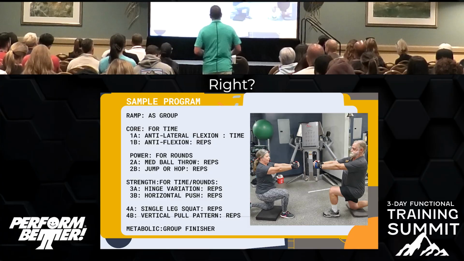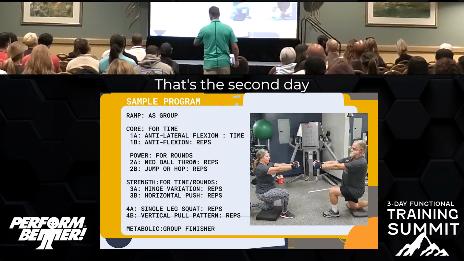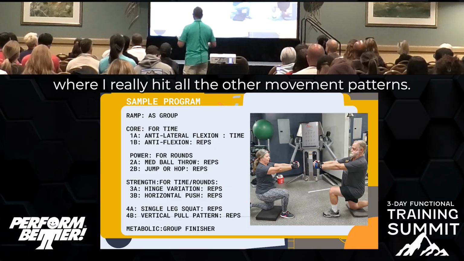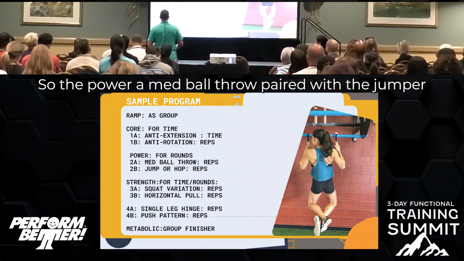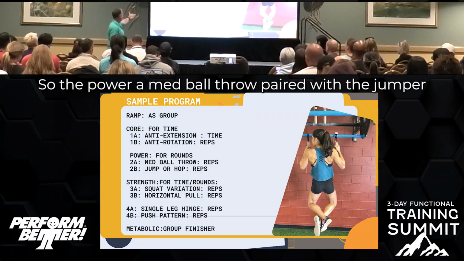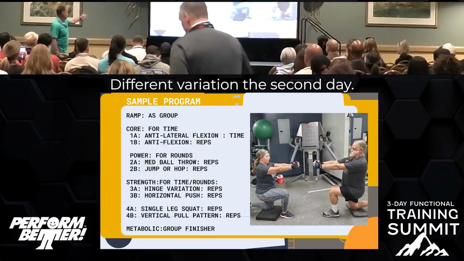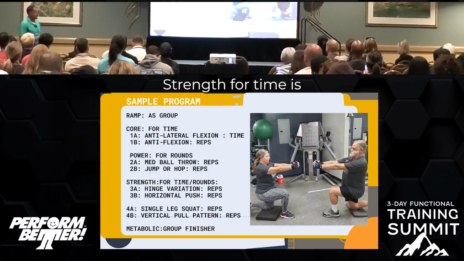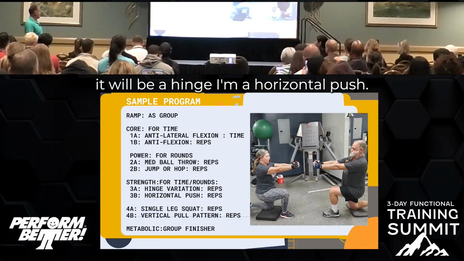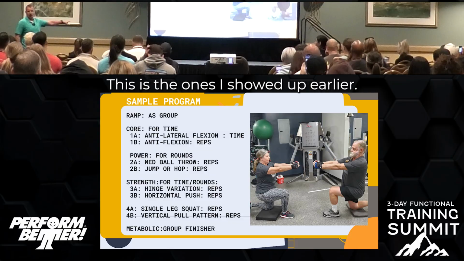Right? That's the second day where I really hit all the other movement patterns. So the power, a med ball throw paired with a jumper hop. Different variation the second day. Right? Strength for time will be a hinge and a horizontal push. And you see that again. This is the ones I showed up earlier.